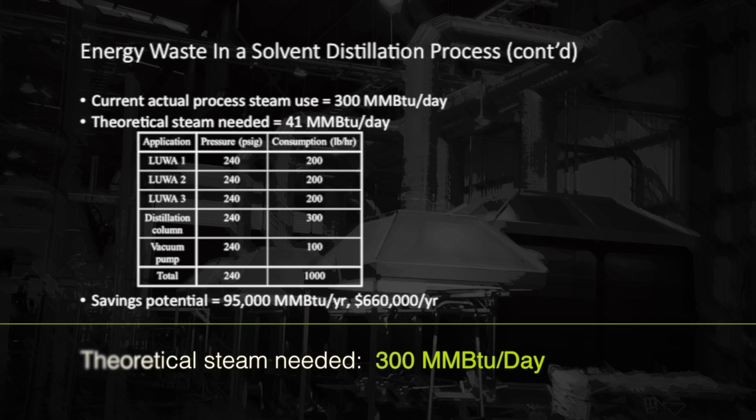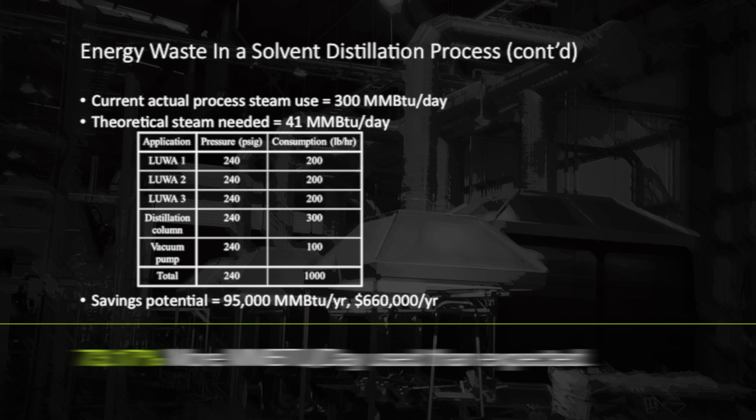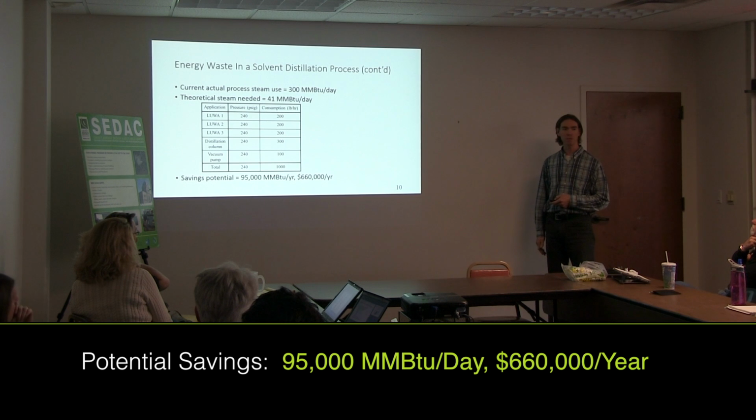And what they were actually using was 300 million BTUs per day. So the recommendation was, well, there's a big gap. You have lots of leaks, and we expect you to be using more than $500,000 less steam than you are currently. I think you ought to have a look at that.